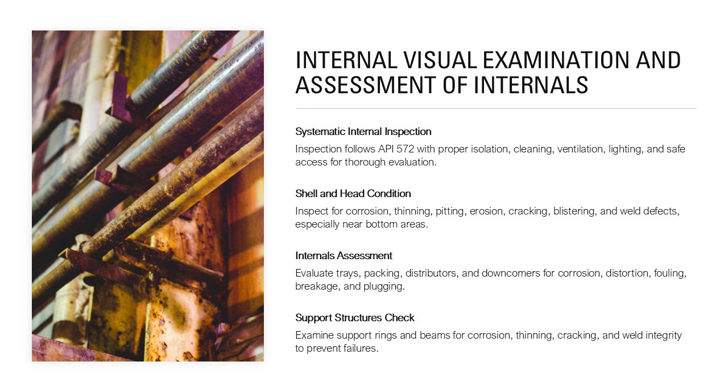Internals such as trays, packing, distributors, and downcomers require careful inspection because their condition directly affects column performance and safety. Tray decks may exhibit corrosion, distortion, or cracking, particularly at bolted joints and support areas. Downcomers and tray supports are susceptible to erosion and vibration-induced damage. In packed columns, inspectors should assess the condition of random or structured packing for corrosion, fouling, breakage, or collapse. Liquid distributors and redistributors should be checked for plugging, corrosion, and mechanical damage.